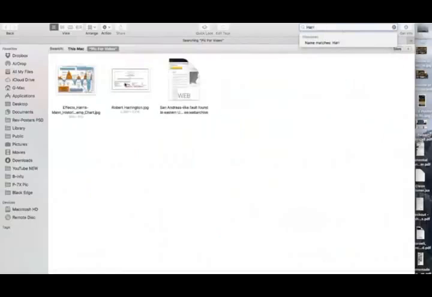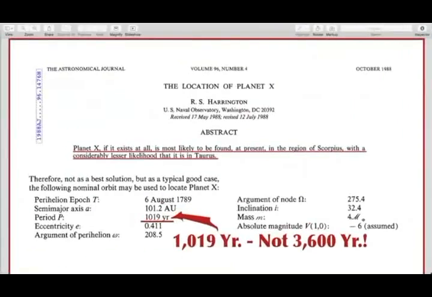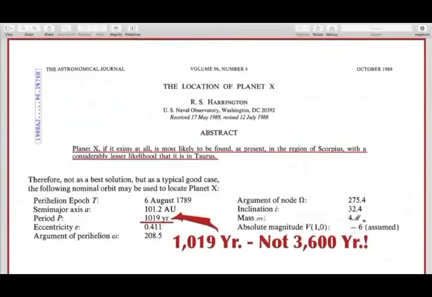Okay, let's see right here. This is the actual paper. Now, I give you the article right here, the number to look at, the date. He did this in 1988. He died in 1993. He's given an estimate here because he hasn't spotted it yet. But according to the perturbations and everything, he's saying it's 1,019 years, not the 3,600 years that some people are claiming that Dr. Harrington said. He didn't say that. He never did.